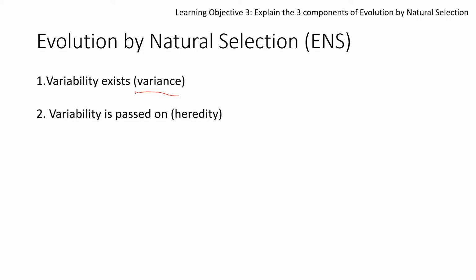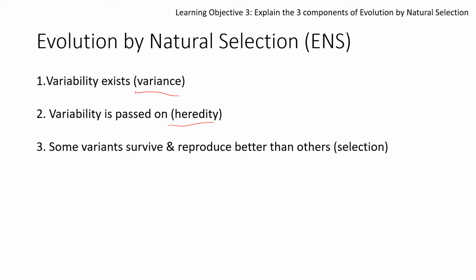The next is heredity, that variability is passed on from parents to offspring. It's not acquired variability, even though there's a little bit of that going on, but that's beyond the scope of what we're going to get to. We're not going to really talk about epigenetics in here, but typically variability is only passed on that is part of genetic code, not acquired variability. But variability that you have, these characteristics that you have from birth, from your genes, can be passed on. So heredity. And then finally, some variants survive and reproduce better than others.